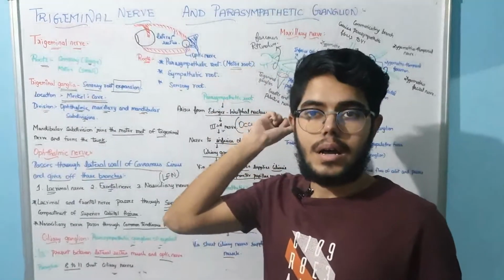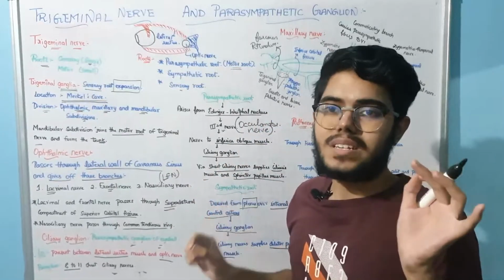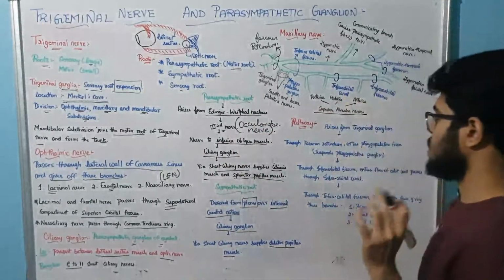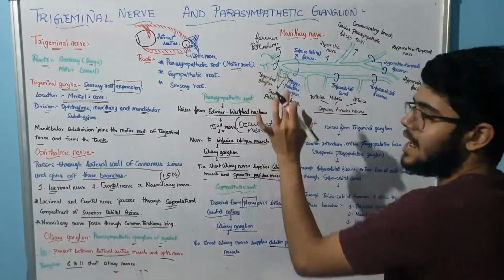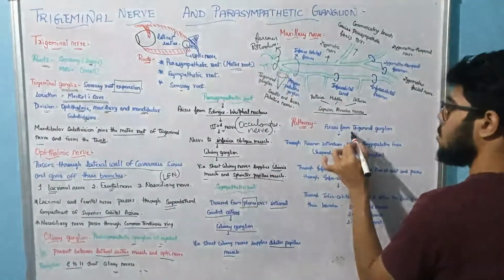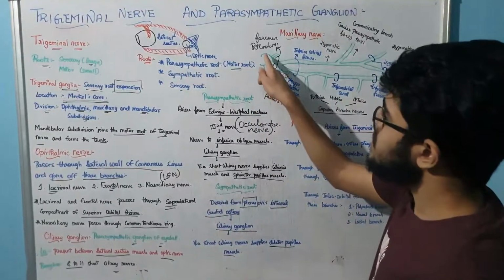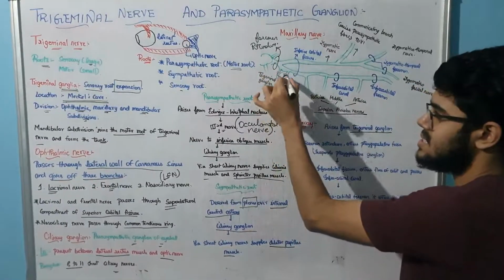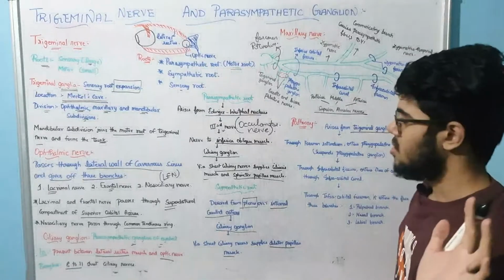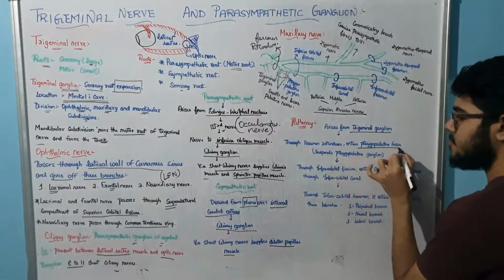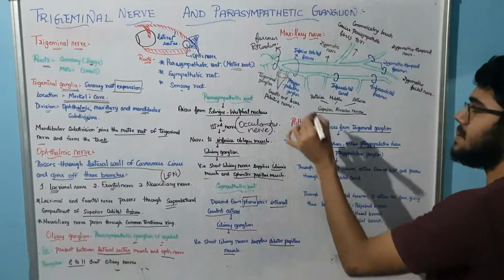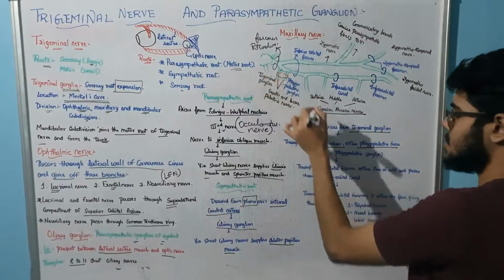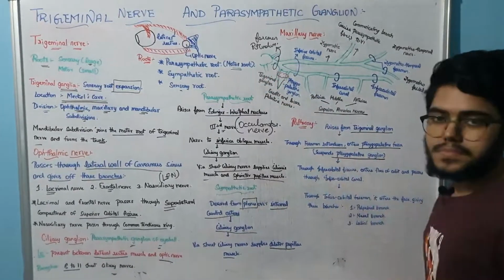Just have it in your mind. The pathway is very important. What is it, sir? It arises from the trigeminal ganglion we have discussed, right? Next, through the foramen rotundum, it is moving through what? The pterygopalatine ganglion. It enters the pterygopalatine fossa and suspends the pterygopalatine ganglion.